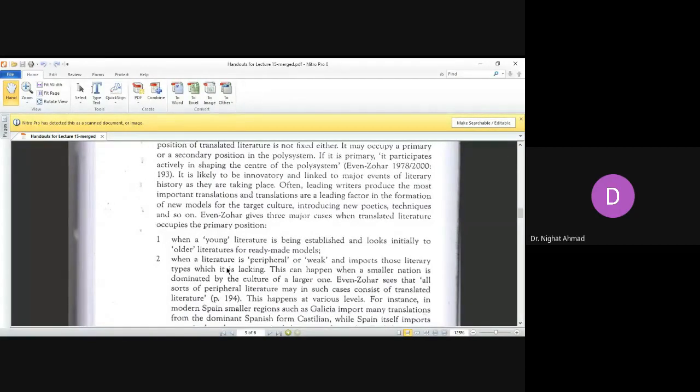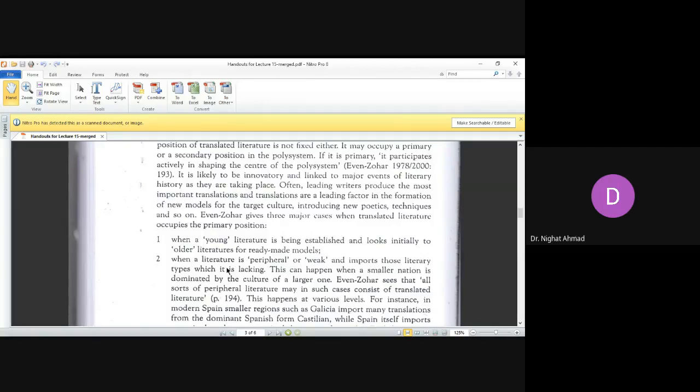Okay, so let me now with this background explain to you what this point number one is. So when a young literature is being established, it looks initially to older literature for ready-made models. So this is where this African literature, Nigerian literature, Chinua Achebe's Things Fall Apart would fit in, that as a young literature in Nigeria, जिनके पास कोई background नहीं था of written literature का, and when they started writing a novel, produced किया Chinua Achebe, he looked towards the more established older literature, older models like the British literature for ready-made models. Okay, I hope this point is clear to you.